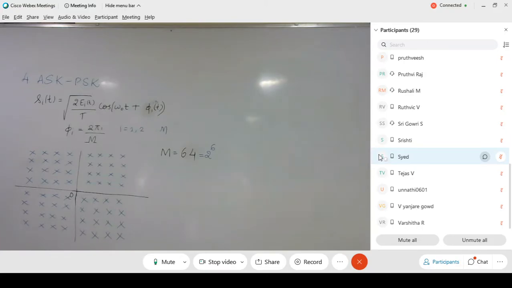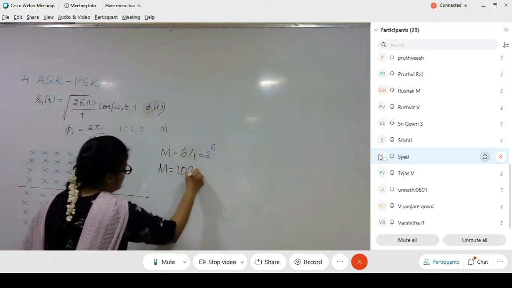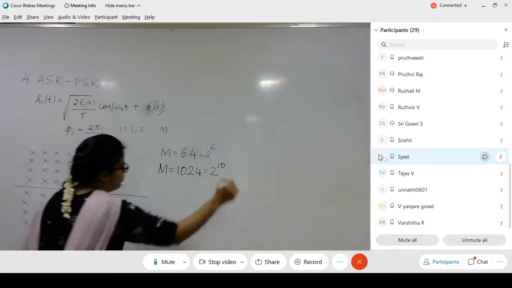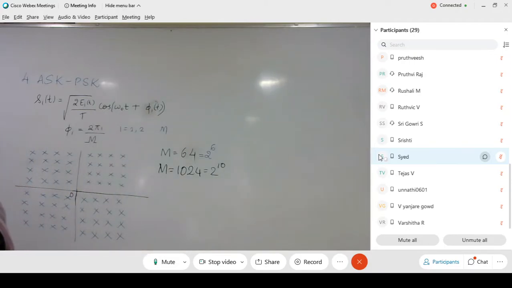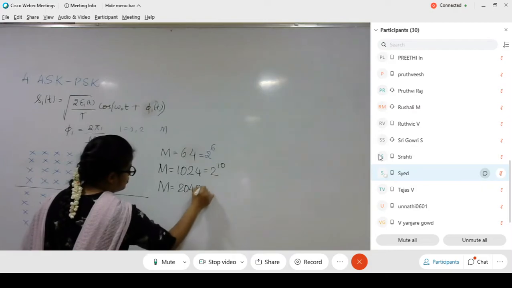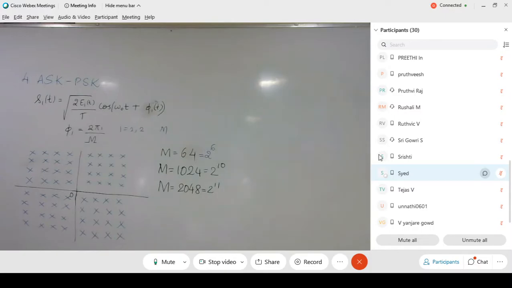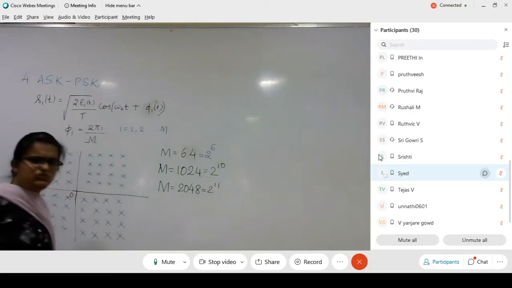If the M value is even greater, like 128... currently for mobile communication we are making use of M equal to 1024, which is 10 bits equal to one symbol. We practically use M equal to 1024, and now they are trying up to 2048, which means around 11 bits or even greater. What will happen by increasing this number of bits? Can you tell me?